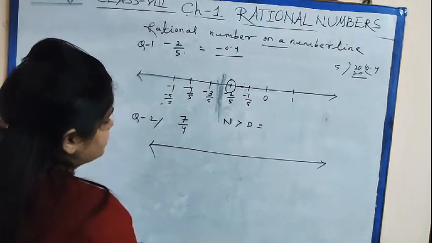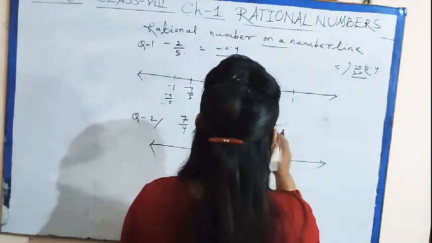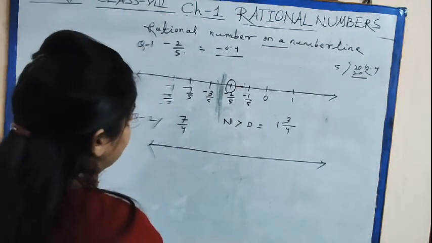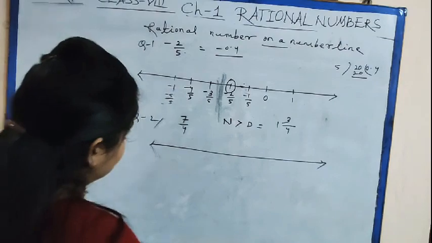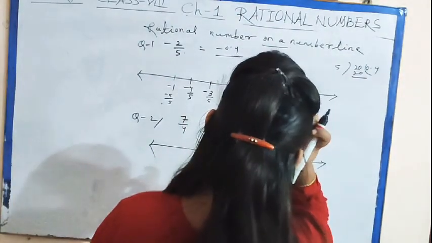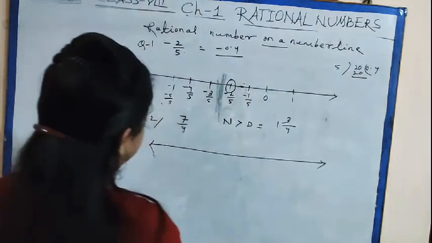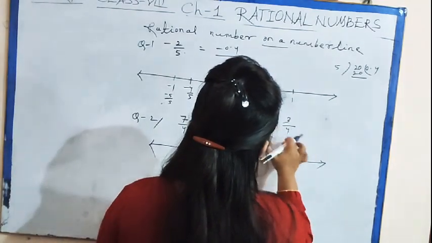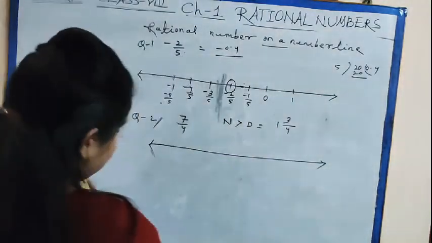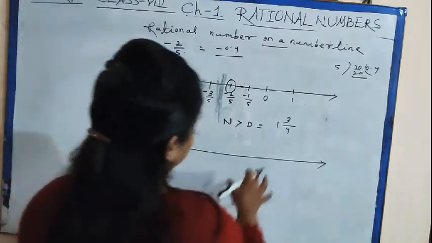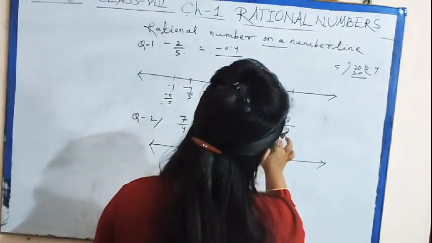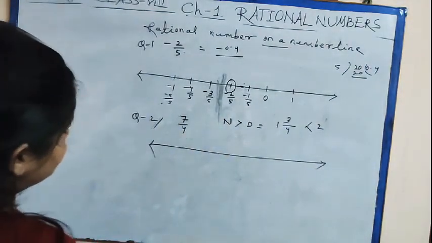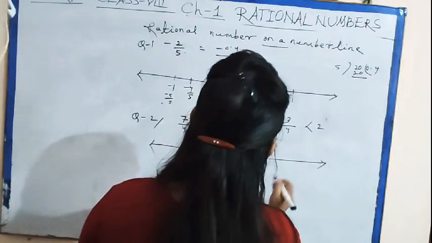So it is an improper fraction and it is converted into a mixed fraction: 1 whole 3 by 4. Okay, means you know that it is greater than 1 and less than 2. 1 whole 3 by 4 means the whole number is 1 and 3 by 4 is a fraction. So 3 by 4 is less than 1, so 1 whole 3 by 4 is obviously less than 2. So this number is between 0 and 2.